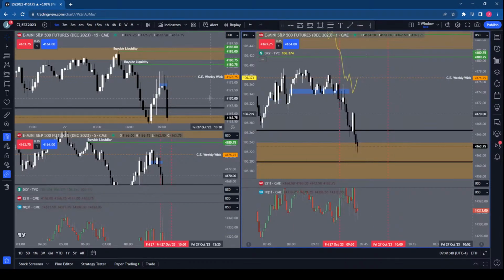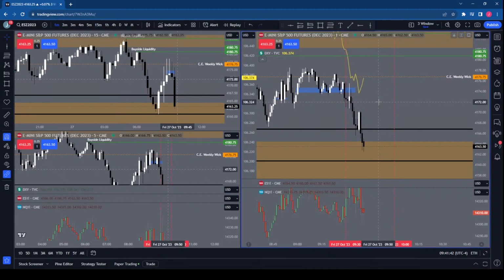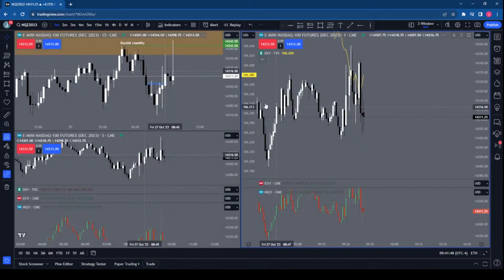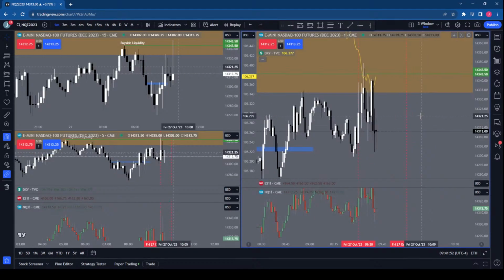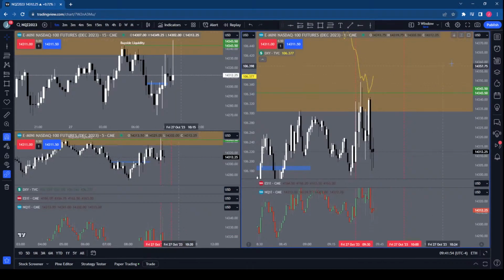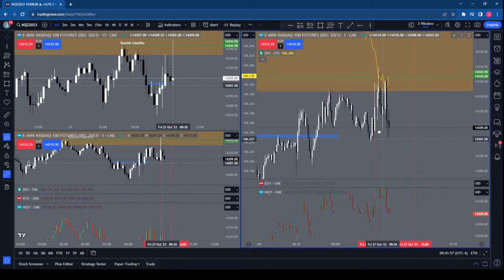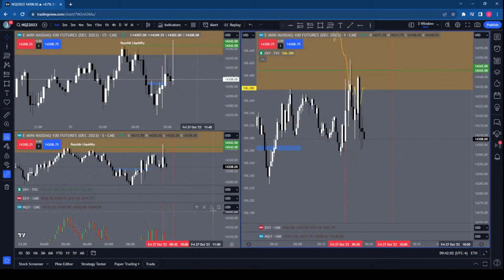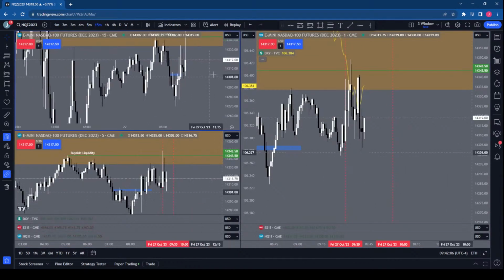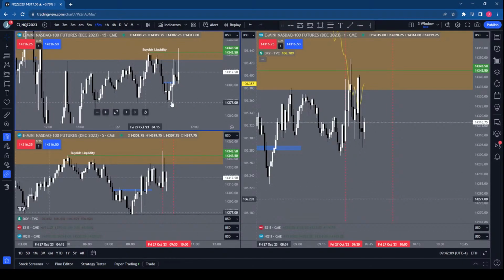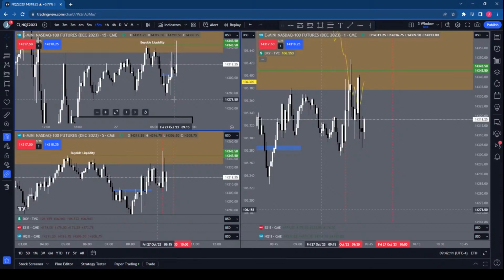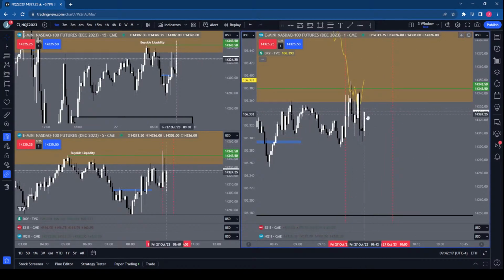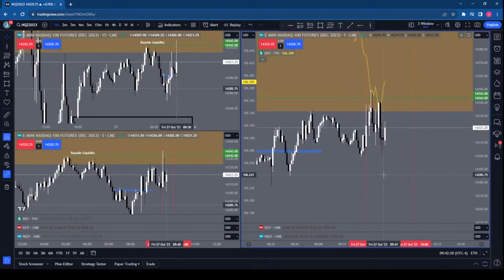So I think the indices are signaling lower prices. It's just the fact that the dollar is dropping, so be cautious. There's nothing in here so far that you should have taken a trade on, in my opinion.